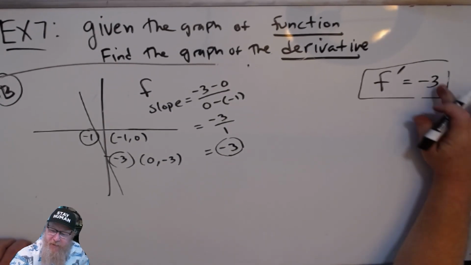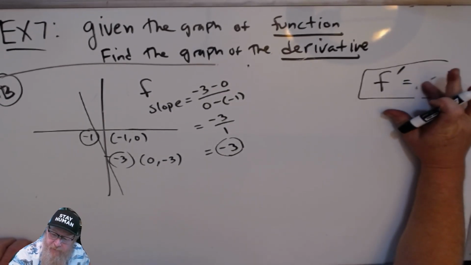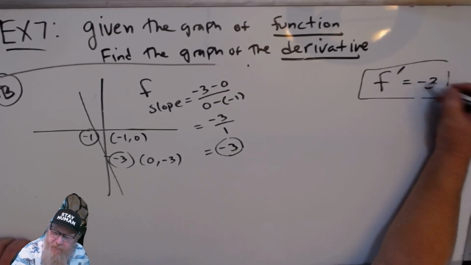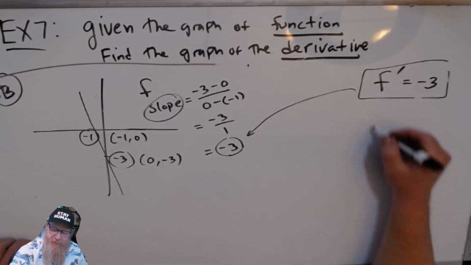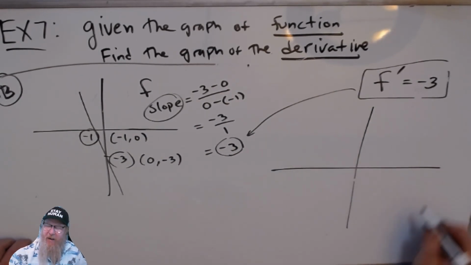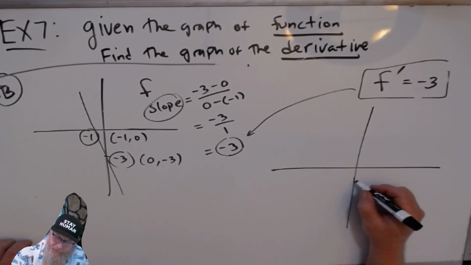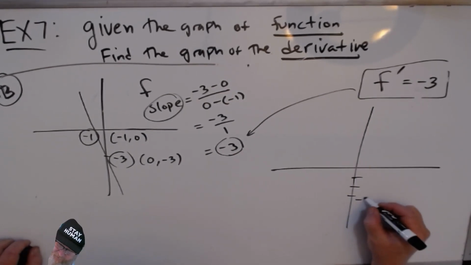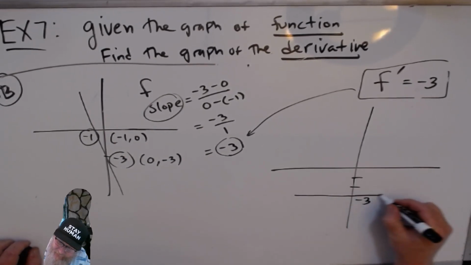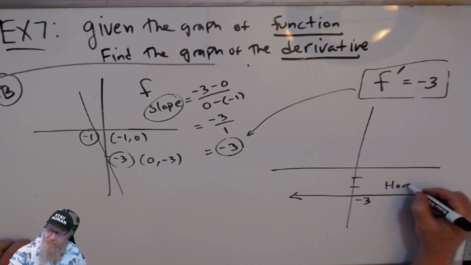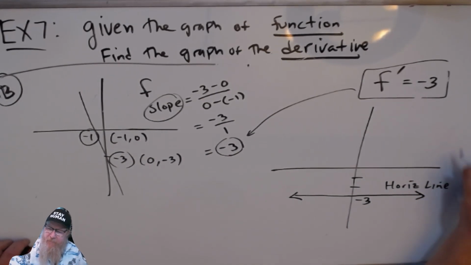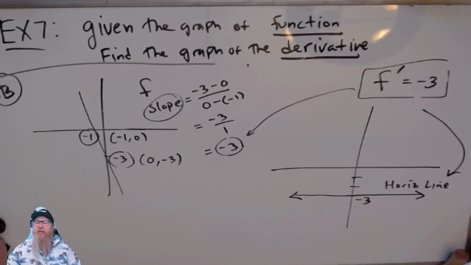So the derivative is the slope. So when I graph the derivative, I would graph a horizontal line passing through negative 3. This is what the derivative would look like.